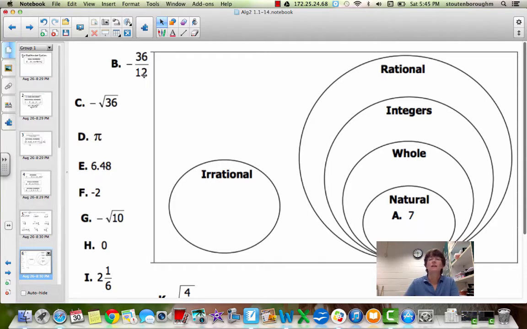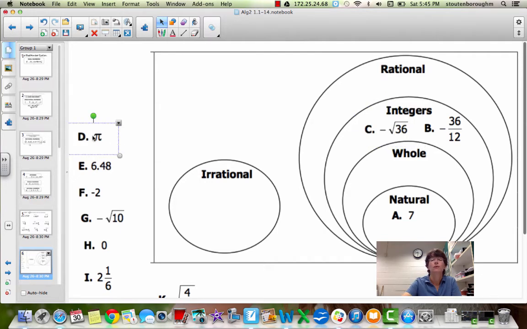B, it's got a negative there, so we know it's not natural, we know it's not whole. When we look at it, it looks like it's a fraction, but if we simplify that fraction, 36 over 12 is a 3. So that would be negative 3, and that falls into our integer category. C looks like a square root, so we have to look and say, well, the square root of 36 is a perfect square. The square root of 36 is 6, and we have a negative there, so it would be negative 6, so that would also fall under our integers category.